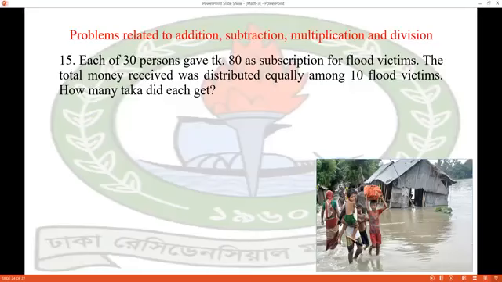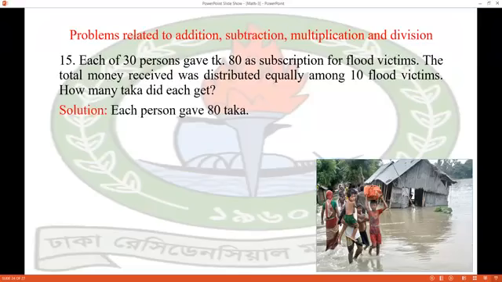So at first, you have a clue. One person gave 80 taka as a subscription, but there are 30 people. So you have to find out the total number of taka, which we can find by multiplication. Then the total taka you have to distribute among the 10 flood victims. Then you have to divide the total taka by 10, that means the number of persons. We can solve it in this way.